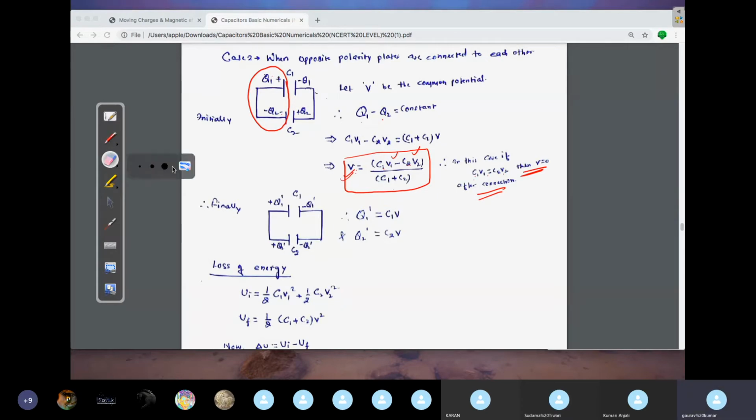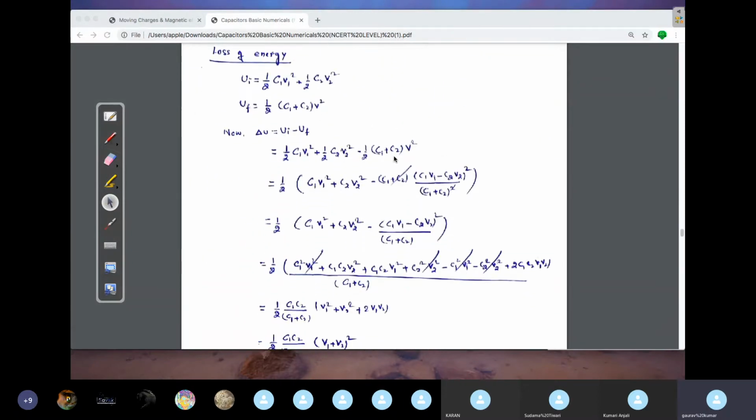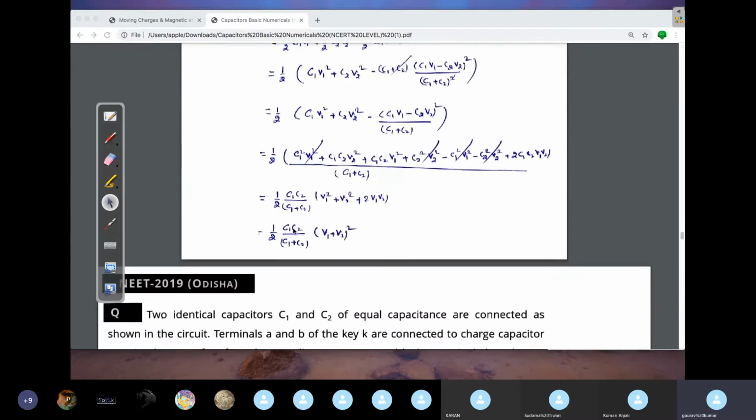Okay, so now again we'll calculate the final charge. Again this time we calculate, and V will be C1 V1 minus C2 V2. So the final formula will come out to be half times C1 C2 by C1 plus C2, V1 plus V2 the whole square. Again, it's a loss of energy.